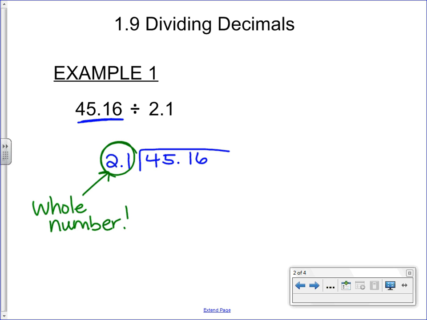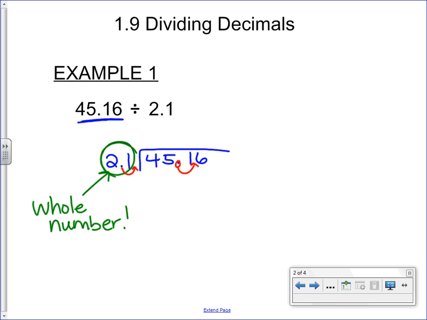Okay, this 2.1, we need to make that into a whole number. And the way we do that is we're actually multiplying by 10. And what multiplying by 10 will do is it moves the decimal point one place to the right to make that 21. However, if we move that decimal one place to the right, that means we also have to move this decimal one place to the right.